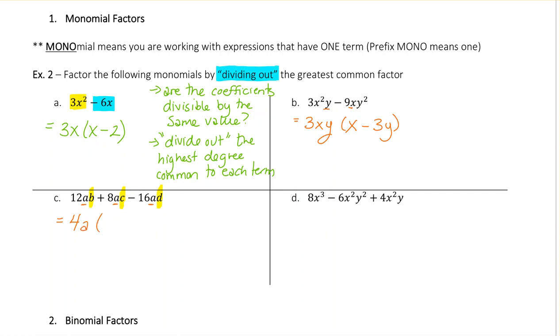What does that leave you with? Well, if you divide 12 by 4, that's 3. And remember, you still have that b involved. 8 divided by 4, that's 2. And you still have that c. And negative 16 divided by 4 is negative 4. And what are you left with? You're left with d. And you factor that problem.